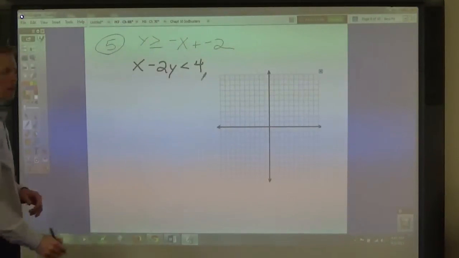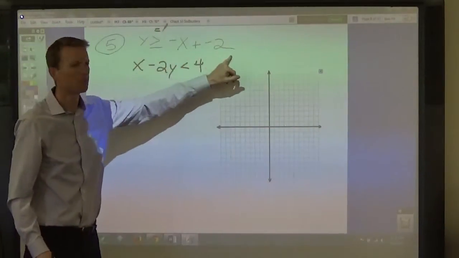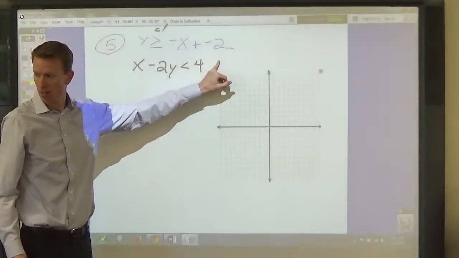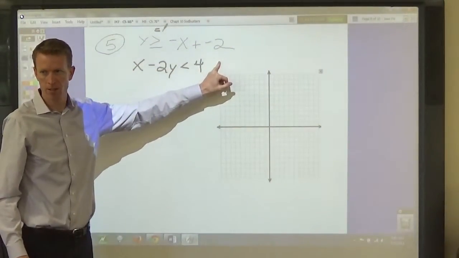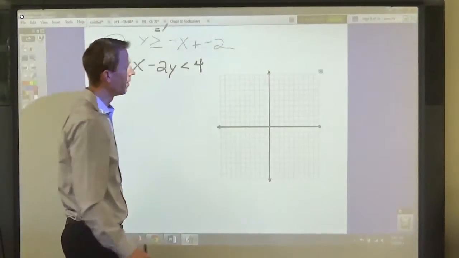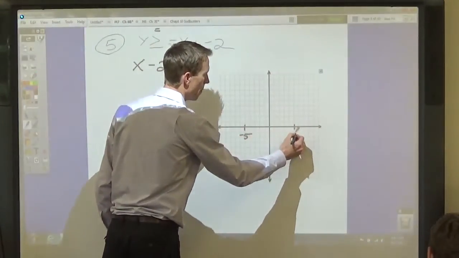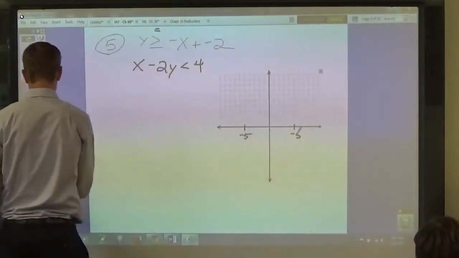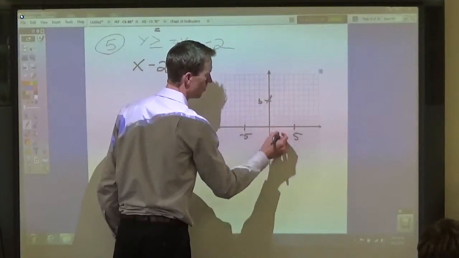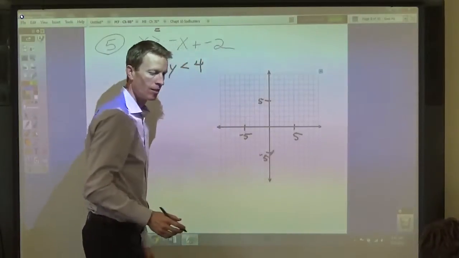Now, if this said equals, what form is this one in? It's again y-intercept form, isn't it? So let's just graph that one right away. Okay? Let's start with this one. All right, go ahead and graph that one. You should know how to do this one by now. Graph it yourself.